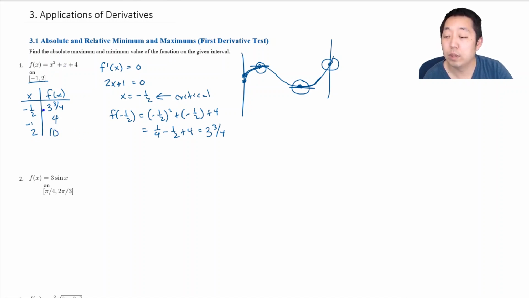So what's the minimum? The minimum is right here. This is the smallest number that I get, and this is the biggest number. So the minimum is 3 3/4, and the maximum is 10. Okay, so that's all we're going to do for absolute mins and maxes.